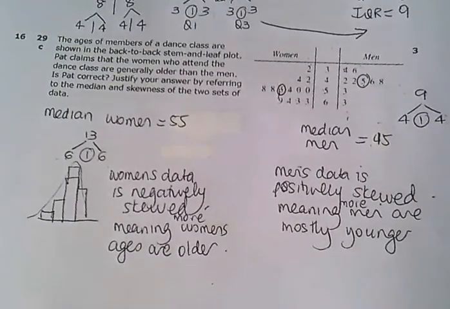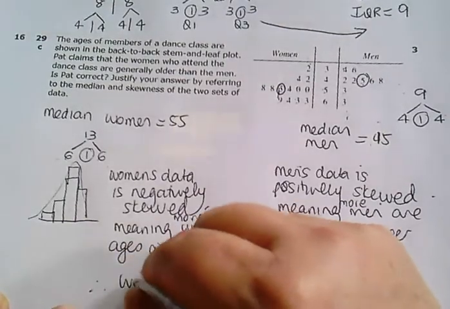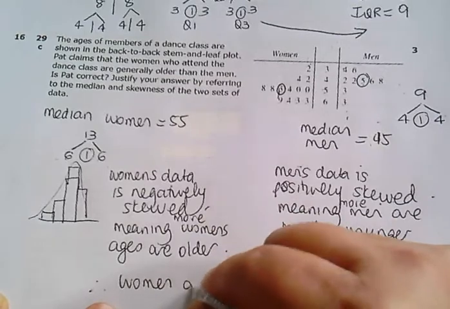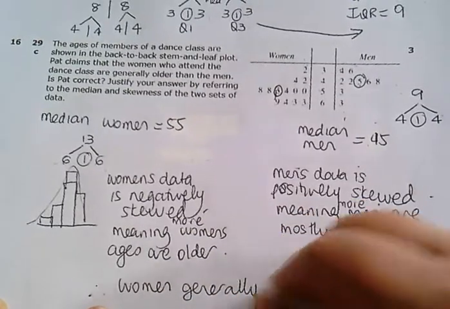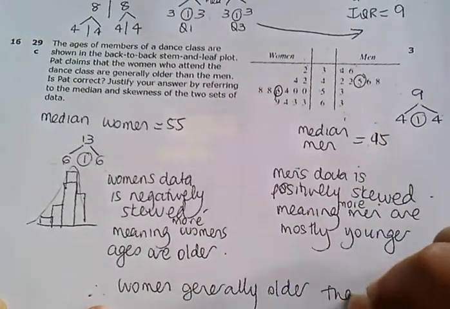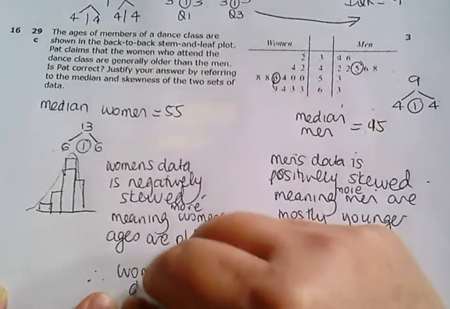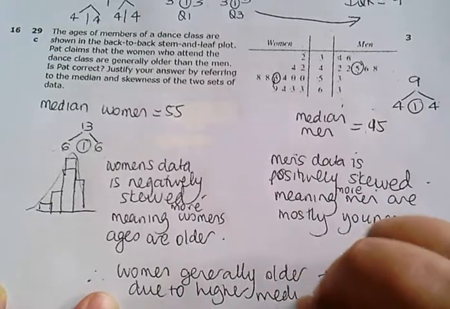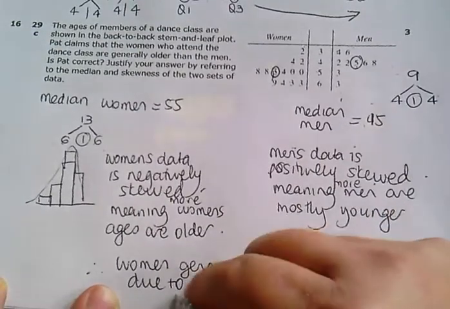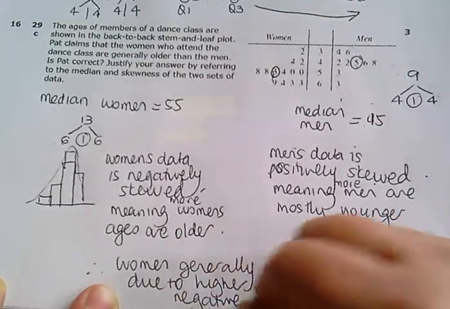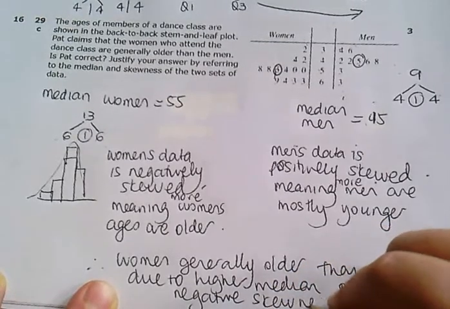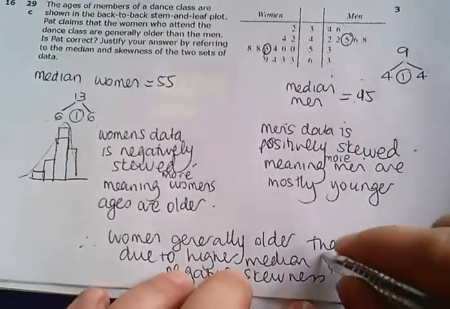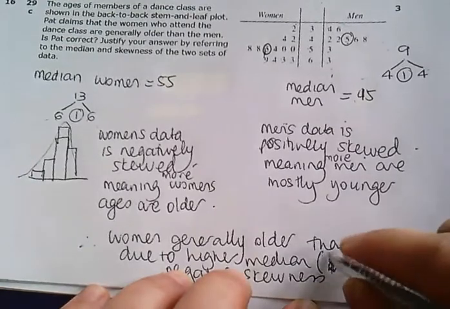So now we've got two things. We can compare the medians. So therefore the women are generally older than the men, due to higher median and negative skewness. Higher median, I'd say by 10 years.